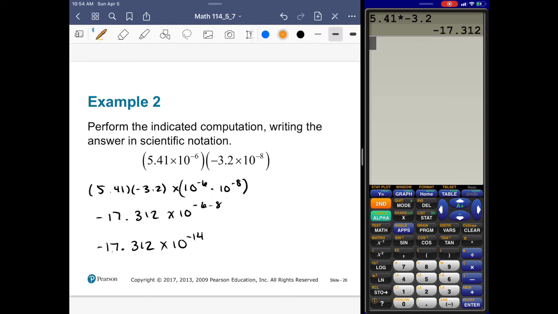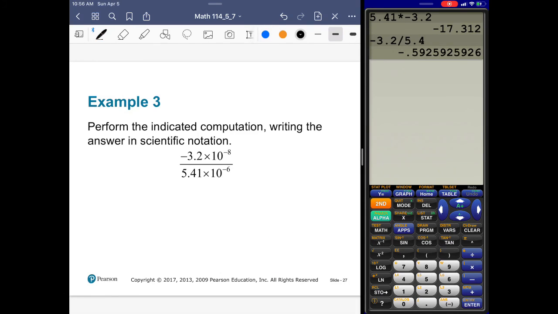But we need to put our decimal between the first and the second digit. That means I need to move this once to the left. This will leave us with negative 1.7312 times 10 to the negative 13. And that 13 comes from this move of the decimal. So we have performed the indicated computation, writing the answer in scientific notation.